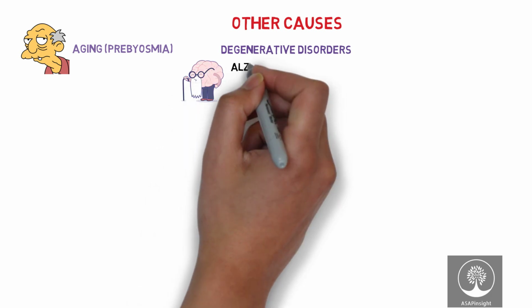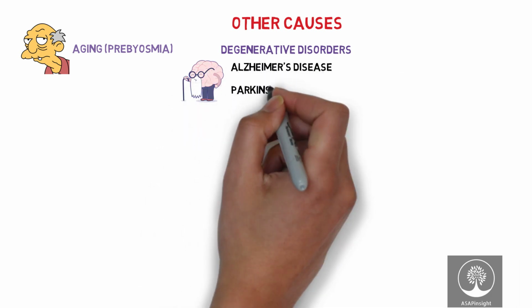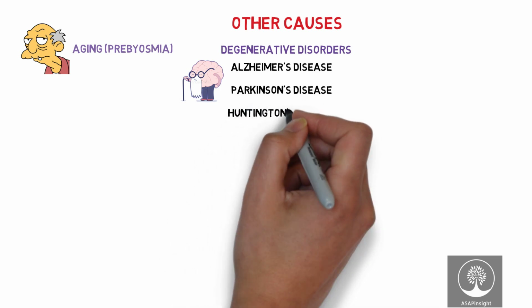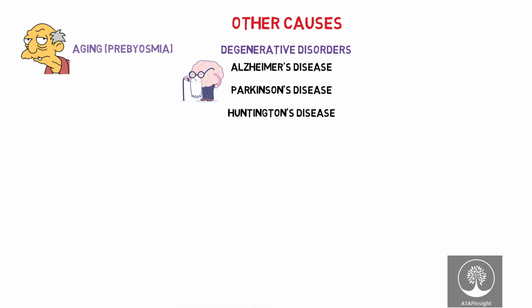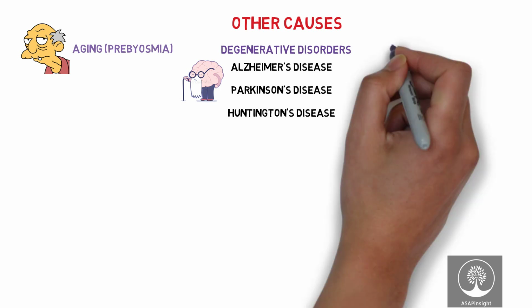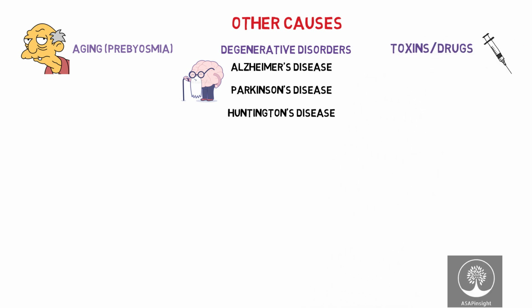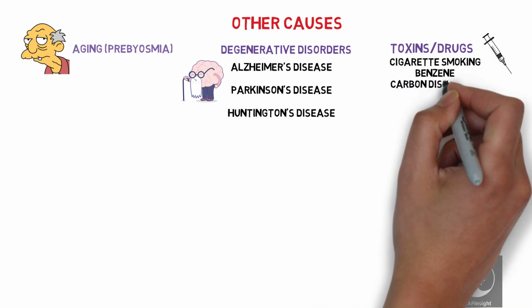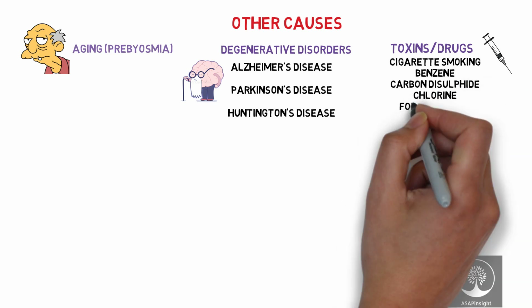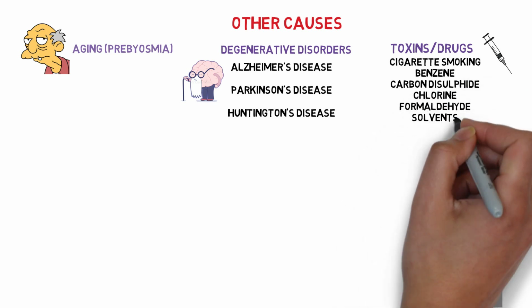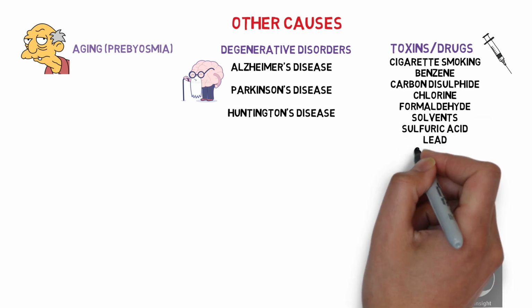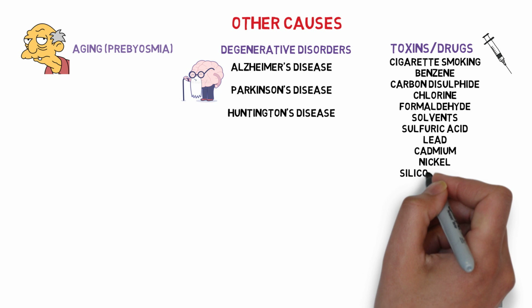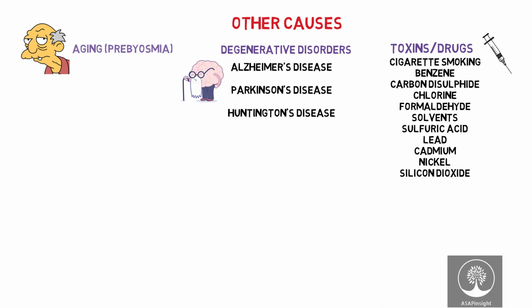Degenerative disorders such as Alzheimer's disease, Parkinson's disease, Huntington's disease. The neurotransmitter dopamine affects the olfactory bulb and Lewy bodies also appear in the bulb. Toxins or drugs. Cigarette smoking, benzene, carbon disulfide, chlorine, formaldehyde, solvents, sulfuric acid, lead, cadmium, nickel, silicon dioxide.